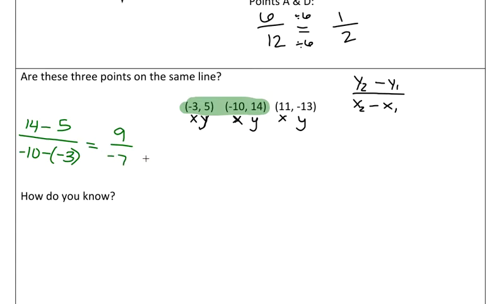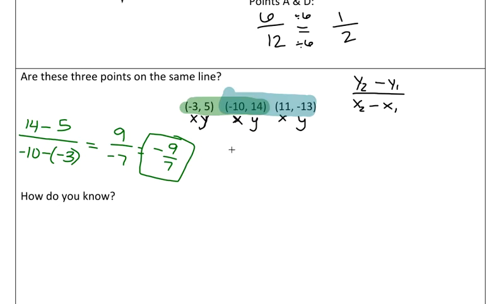And then remember that negative, we just don't like it on the bottom because no one says 9 negative 7ths. We just say negative 9 sevenths. So it goes to that top. Okay, so that's the first slope. Now let's do the second 2 points. So now let's do negative 10, 14, and 11, negative 13.